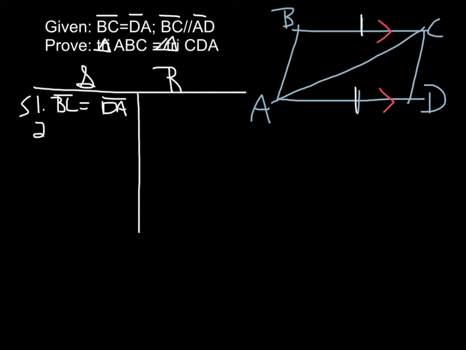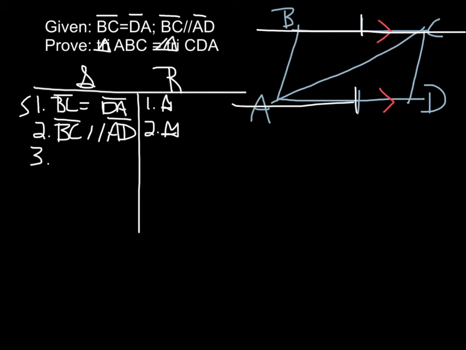The second given that we have is that BC is parallel to AD. Our reason for that is that it is given, but we're going to have to go back to the previous chapter to review that in our mind so that we can see how that's going to help us. If we know that BC is parallel to AD and it's cut by this transversal, then what do we know from that? We know that alternate interior angles are congruent.